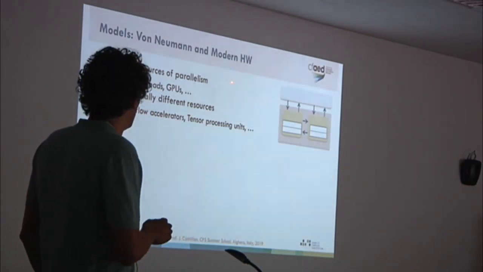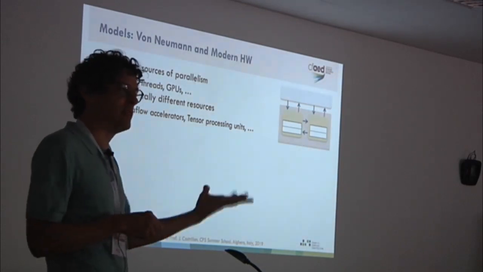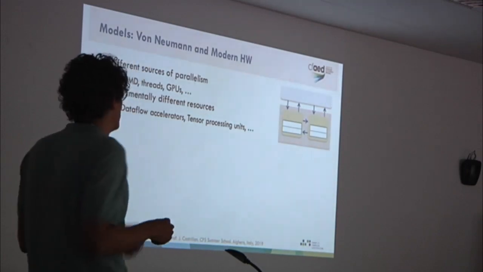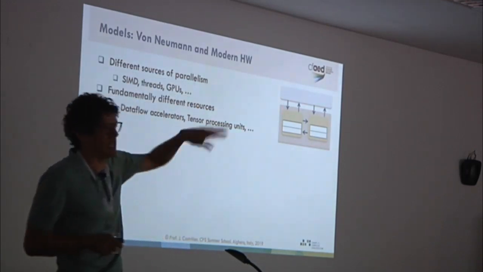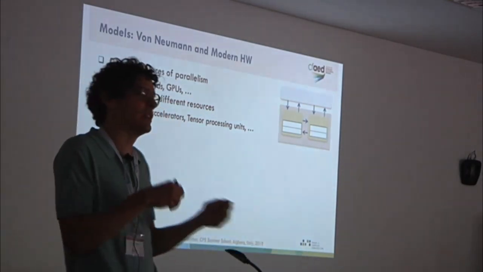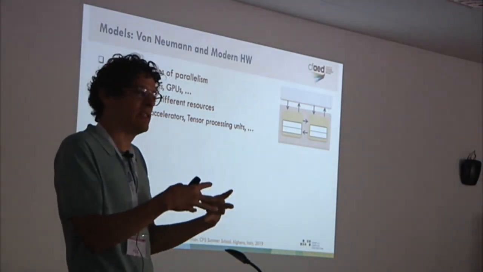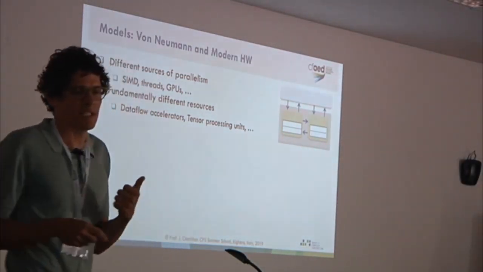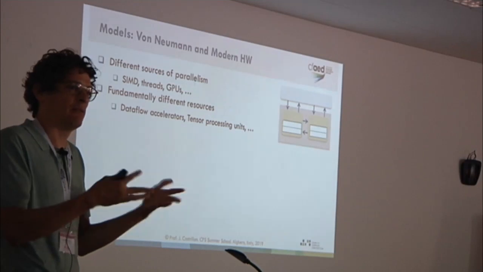There are different sources of parallelism: SIMD, threads, GPUs, right? And we already know that even for SIMD or vectorization, compilers are really lousy. They do a very lousy job in extracting parallelism from C code. And you have fundamentally different resources, like data flow accelerators from Maxeler, or tensor processing units from Google, or the V100 from NVIDIA. All these things have a fundamentally different computing paradigm. These are not von Neumann machines anymore, so we shouldn't try to program them with a programming model that was inspired by von Neumann models, right?